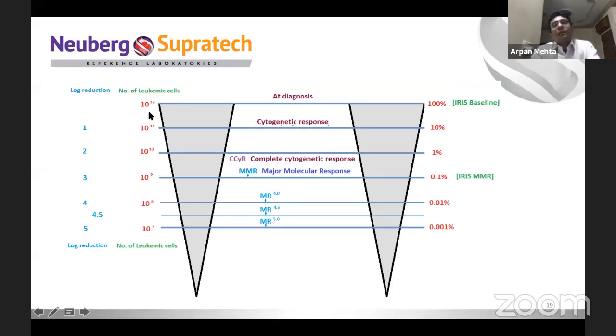Initially, at the time of diagnosis, there are approximately 10 to the power 12 leukemic cells in the body of the patient. And when we administer tyrosine kinase inhibitors, this level starts to come down. FISH can detect at this level, meaning that when there is a complete cytogenetic response, there are at least a minimum of 10 to the power 7 to 10 to the power 8 cells still in the body which are not detected. So for detection of these, we need more sensitive technologies like real-time quantitative PCRs, which can detect major molecular response, which is at the 0.1% level, as well as deep molecular responses, which can be at MR4, 4.5, or 5.